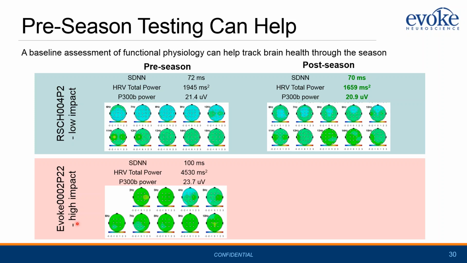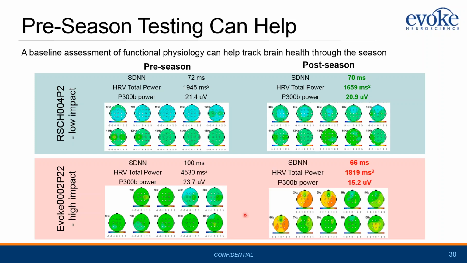In comparison, let's look at somebody with high impact. So this is somebody that played a lot during the season. They're in great shape before the season, but after the season, we see the reduced SCNN, a reduced total power, a reduced P3B power, and we see they have high power that's confined to focal regions in our slow frequencies.